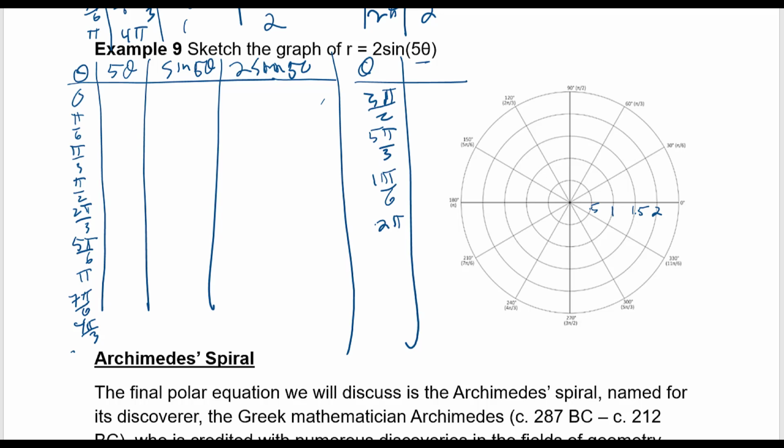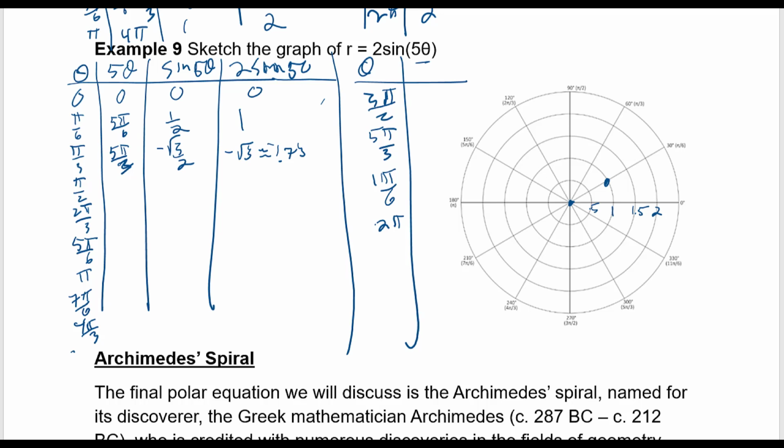Okay, so we have 5 times that's 0, and that's 0. Okay, we got our first point. Pi over 6, that's 5 pi over 6. Sine of that's going to be 1/2. So that's 1. Pi over 3, so it's 5 pi over 3. So sine of that is, no, it is negative square root of 3 over 2. 2 times that is going to be negative square root of 3, so approximately 1.73 negative.